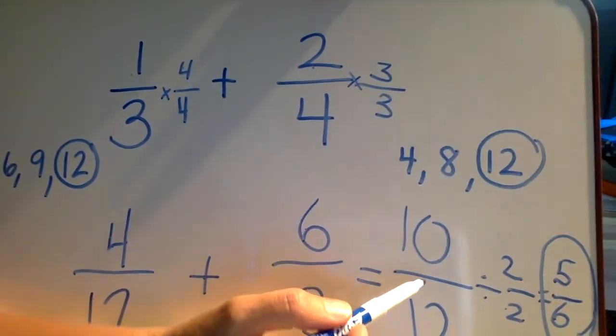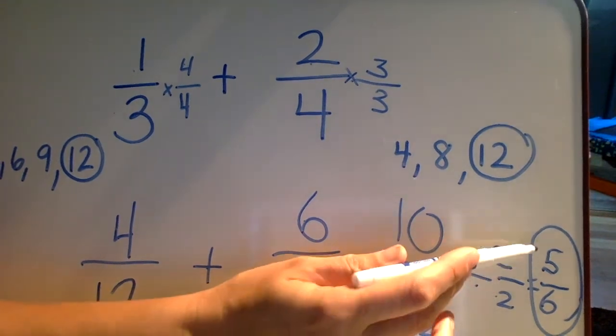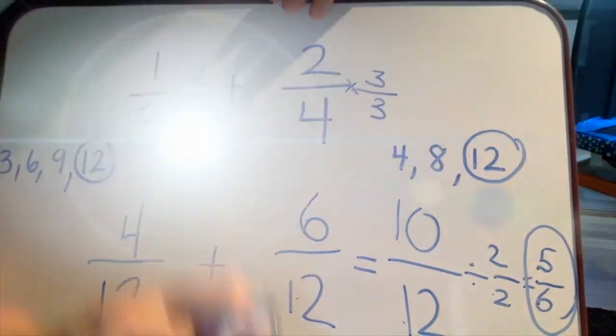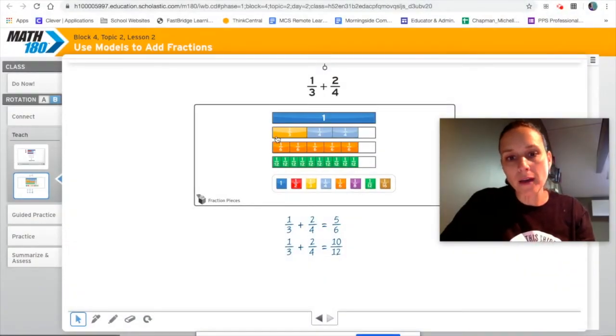Or I could have written it as 10/12 because these are equivalent fractions. So if I look back at my model, I can see that 6's would give me an equivalent because when we just did our work in the demo, we saw that 10/12 in simplest form is 5/6.